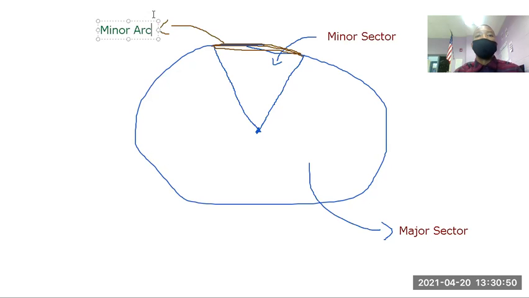And then the line that covers the major sector, this part right here, everything else around, it's called the major arc.